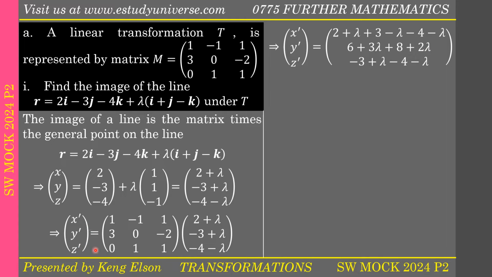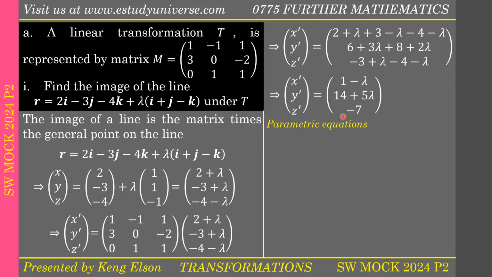What about z prime? We take 0 times 2 plus lambda, which is 0, 1 times negative 3 plus lambda, it remains unchanged, and then 1 times negative 4 minus lambda, it remains unchanged. Now we need to simplify, and when we simplify, we get x prime to be 1 minus lambda, y prime to be 14 plus 5 lambda, and z prime to be negative 7. So the parametric equation of the image of the line is given by this.